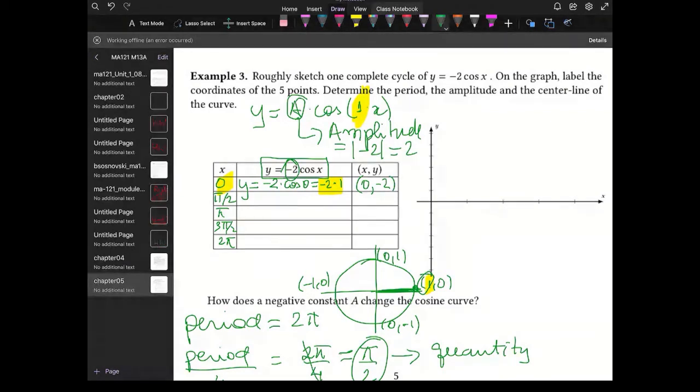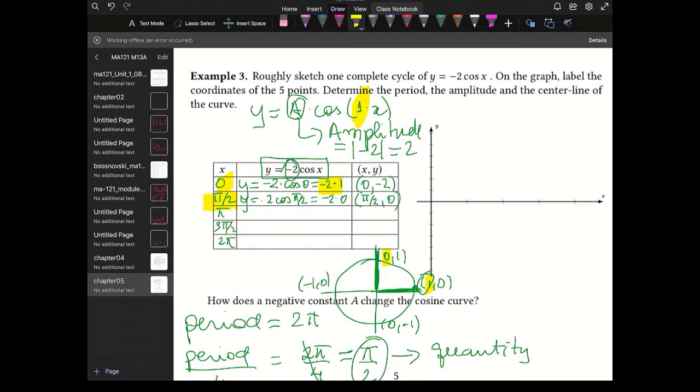And then next angle is pi over 2. So pi over 2 is next. So the terminal side of pi over 2, which is 90 degrees, is this. So the cosine of pi over 2 is 0, the first coordinate. So the y value here is going to be -2 times cosine of pi over 2. So this is -2 times 0, which is 0. So the result is pi over 2, 0.